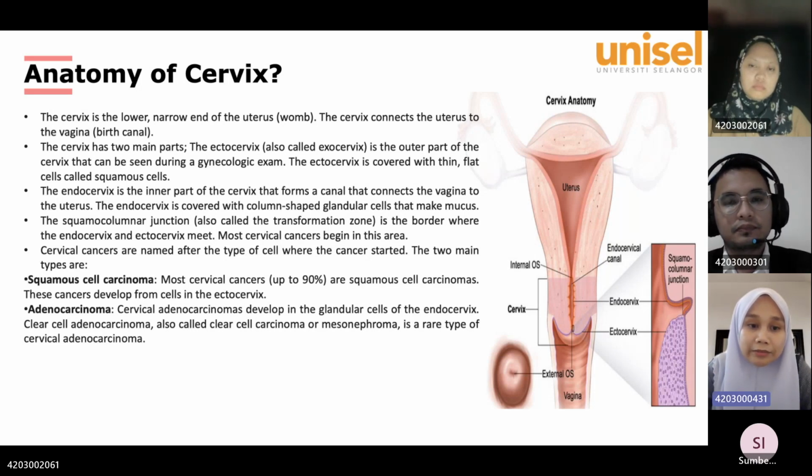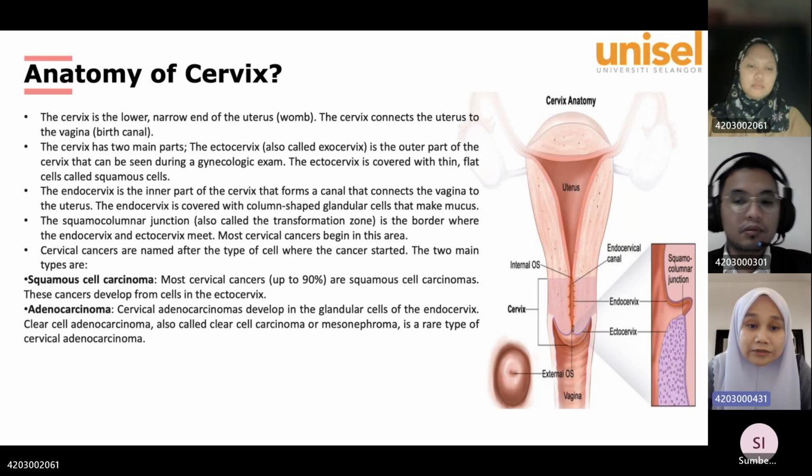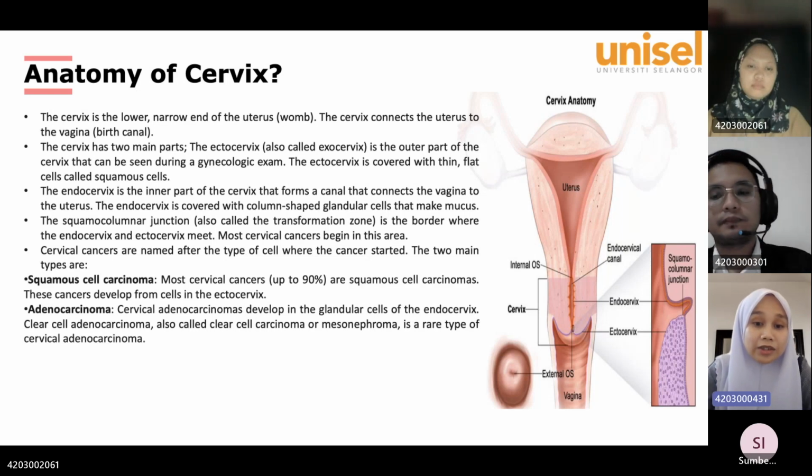The two main types are squamous cell carcinoma. Most cervical cancers, up to 90%, are squamous cell carcinoma. This cancer develops from cells in the ectocervix. Adenocarcinoma, or cervical adenocarcinoma, develops in the glandular cells of the endocervix. Clear cell adenocarcinoma, also called clear cell carcinoma or mesonephroma, is a rare type of cervical adenocarcinoma.